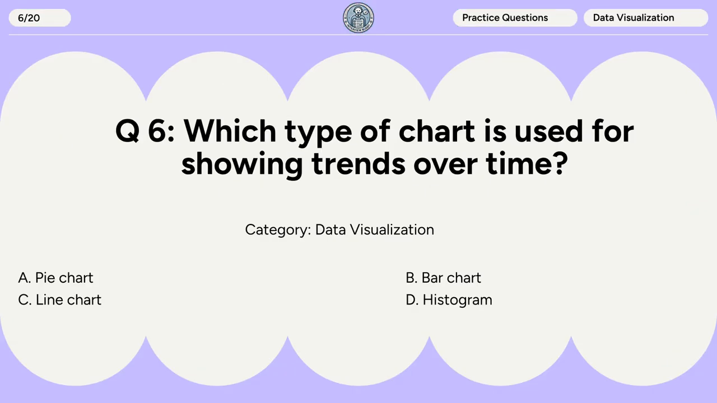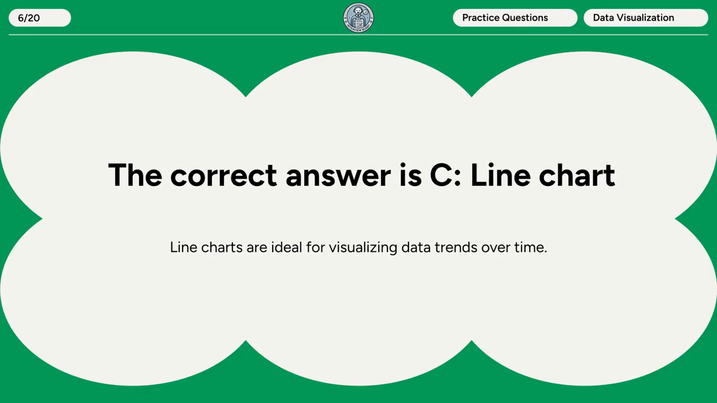Question 6. Which type of chart is used for showing trends over time? A. Pie chart. B. Bar chart. C. Line chart. D. Histogram. The correct answer is C. Line chart. Line charts are ideal for visualizing data trends over time.